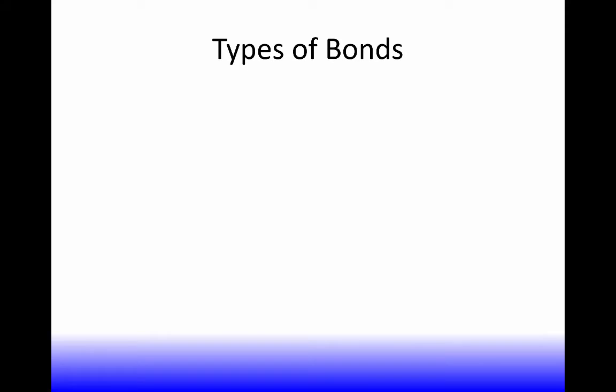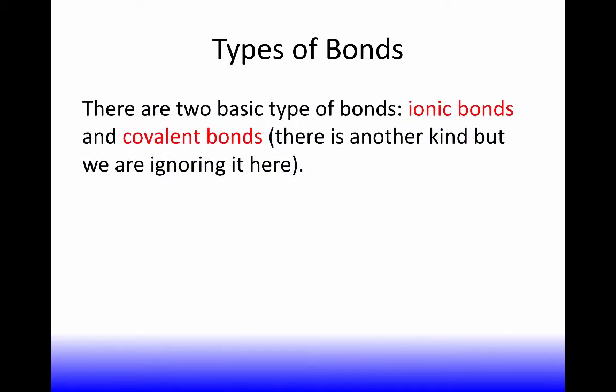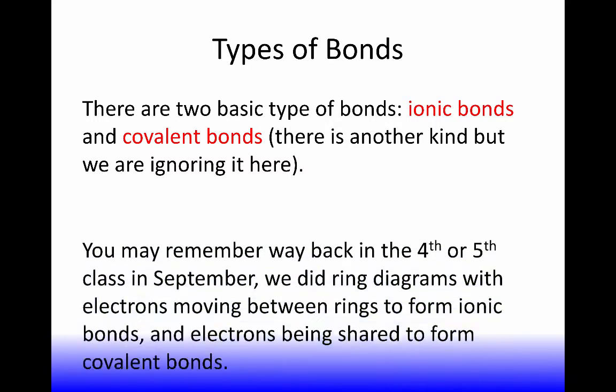Now let's talk a little bit about the types of bonds. You already should remember there's two basic types. Ionic bonds, which are essentially a metal and a non-metal, or a metal and a polyatomic ion kind of thing, or covalent bonds, which are formed between non-metals. There's another kind here, metallic bonding, but we're not going to discuss it.